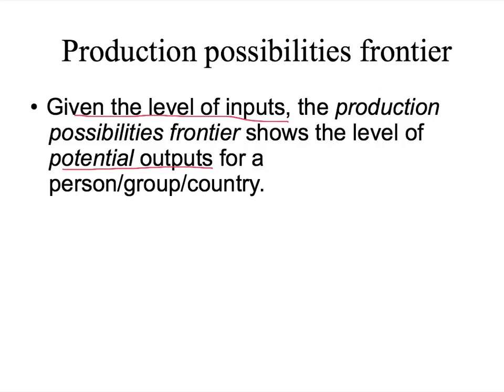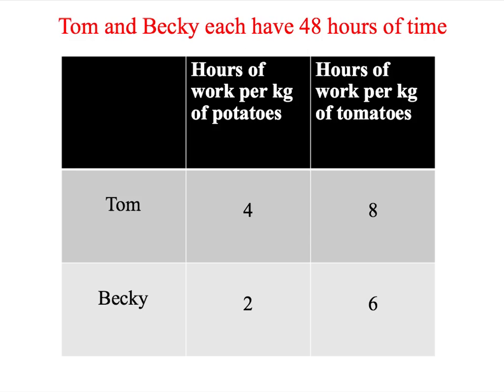In our application today, we're going to first look at the Production Possibilities Frontier for Tom, then the Production Possibilities Frontier for Becky, then we're going to consider Tom and Becky as a group and look at the Production Possibilities Frontier for that group, for Tom and Becky together. Now, to draw a Production Possibilities Frontier, we first have to say what is the level of inputs. So we'll give Tom and Becky 48 hours each of time in which to work.